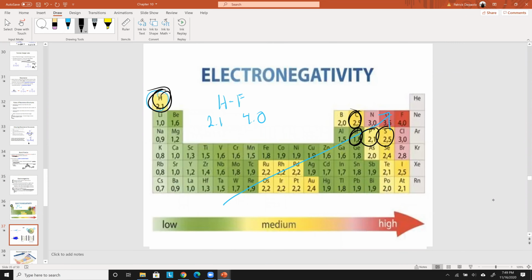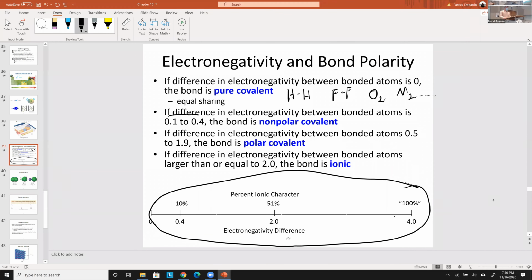Okay, cool. All right, so nonpolar we know is a difference between 0.1 and 0.4, or if they're different atoms and they're covalently bound but have a very small difference, it's considered nonpolar. Polar is when they have, so here's what I don't like. We should not talk about ionic bonds when we're talking about electronegativity differences. I'll tell you why in a minute. It confuses you. So when you have atoms bound together that have a difference in electronegativity of greater than 0.5, it's considered to be polar.